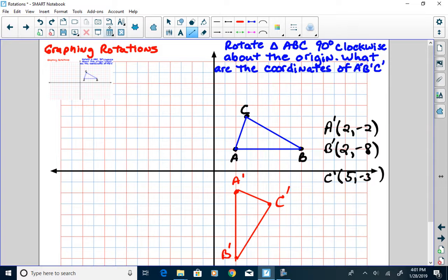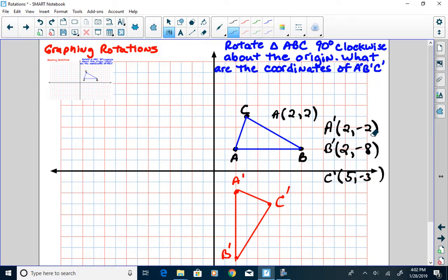All right, now let's see if we can develop a rule for that 90 degree clockwise rotation. Point A was located at 2, comma, 2. A prime is located at 2, comma, negative 2.